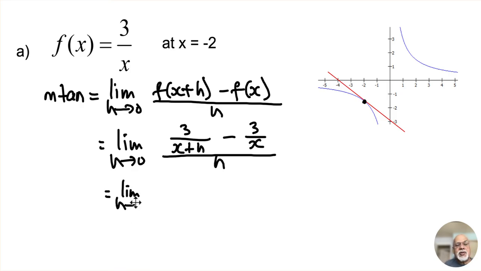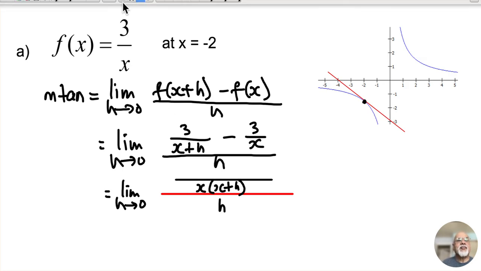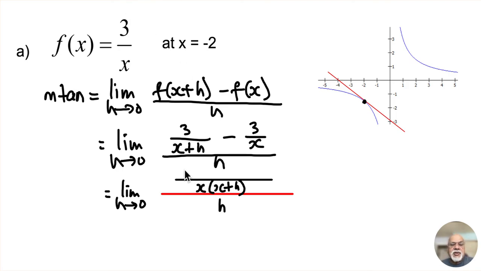Now, if you've not been good with dealing with fractions, you may have some difficulty here, but certainly in a Calculus AP course, you should be good with fractions. So we'll leave that h on the bottom there. And the top part, I need a common denominator. So that would just be x times x plus h. And so this numerator just becomes 3x minus that 3 times that x plus h.